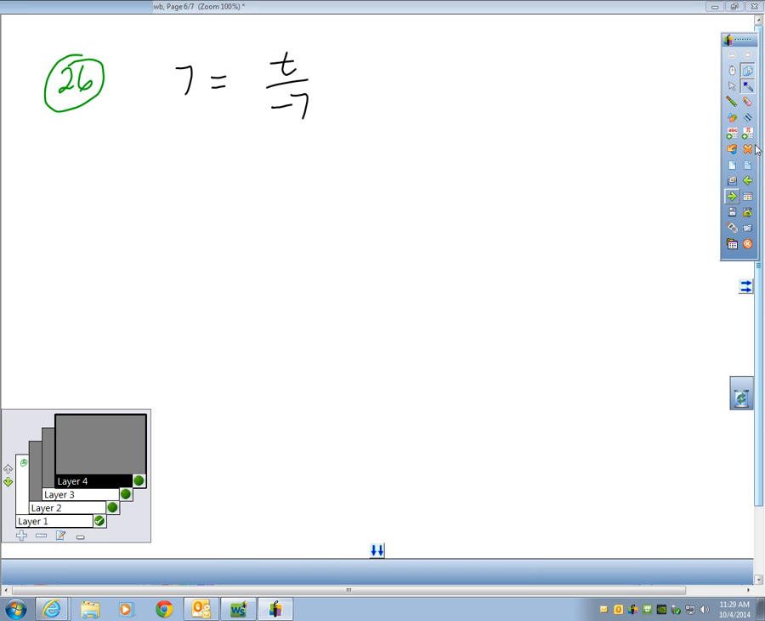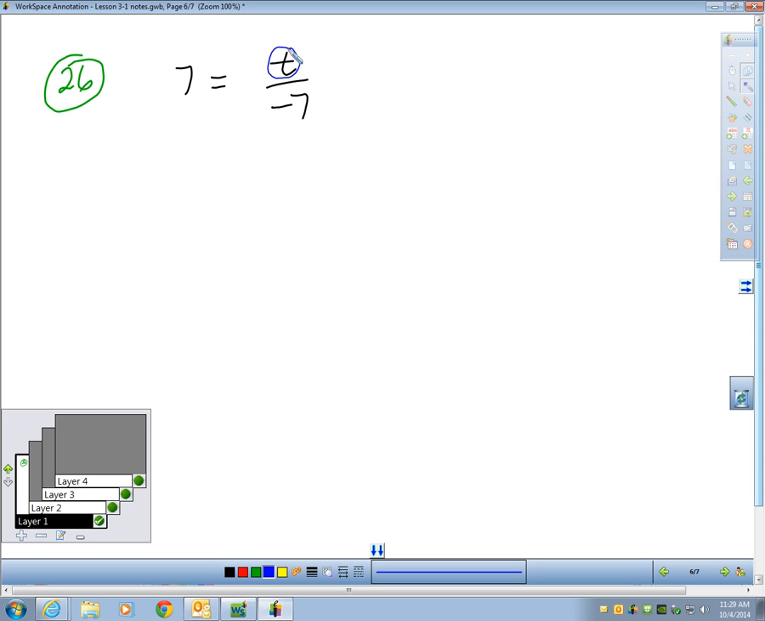And one last one. Let's look at 26. Okay, so I'm not going to write out my steps again. I'll just verbally say them. Here's the center of my onion, the T. And my next layer is I'm dividing by negative 7. So how do I get rid of a division of negative 7? Well, the inverse of dividing is to multiply. So to get rid of that outside layer, I have to multiply by negative 7, which means I have to multiply the other side by negative 7 also.